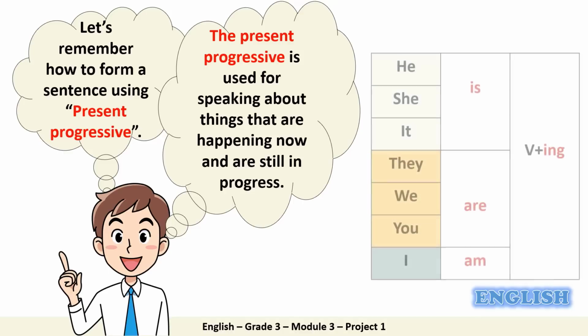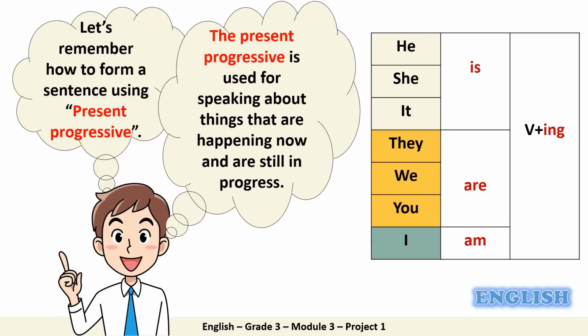Excellent. We use the verb to be is with he, she, and it, and then we add ing to the verb, such as it is sleeping. And we use the verb to be are with they, we, and you, and then we add ing to the verb, such as they are playing football. And we use the verb to be am with I, and then we add ing to the verb, such as I am studying.